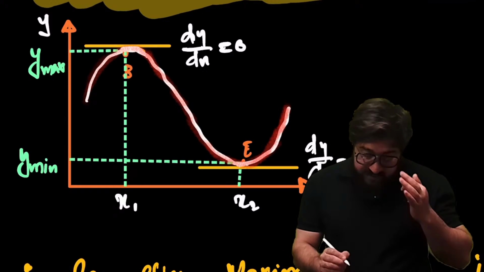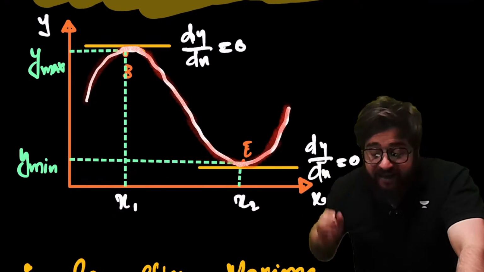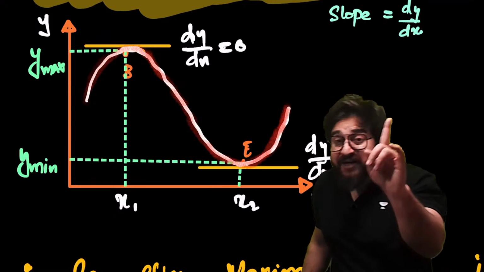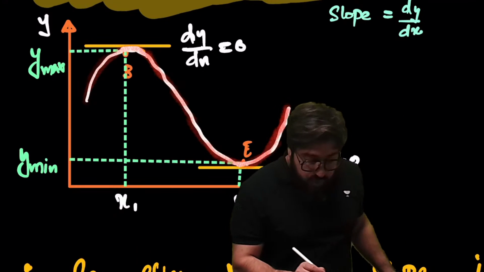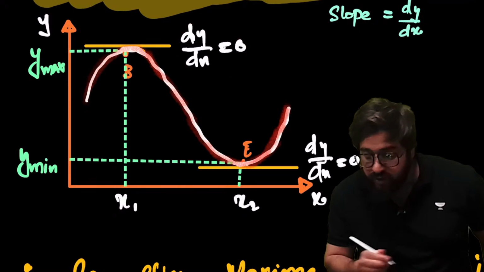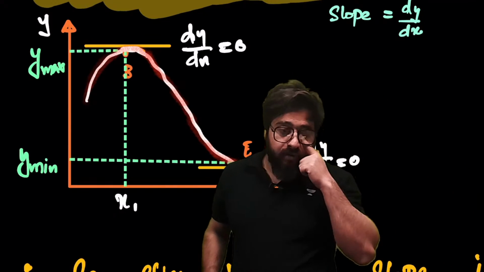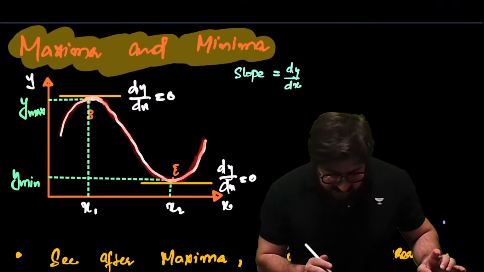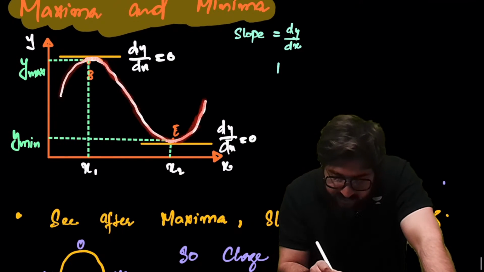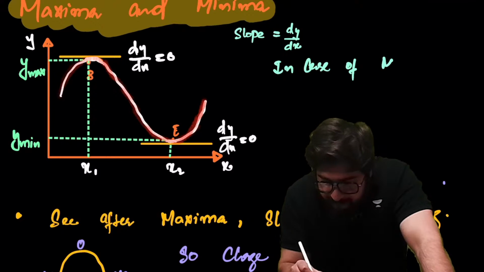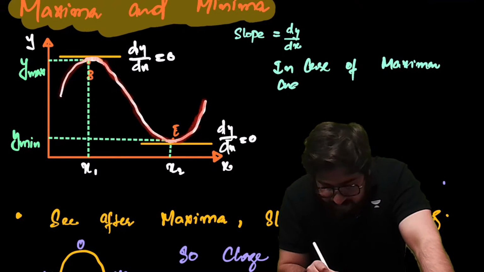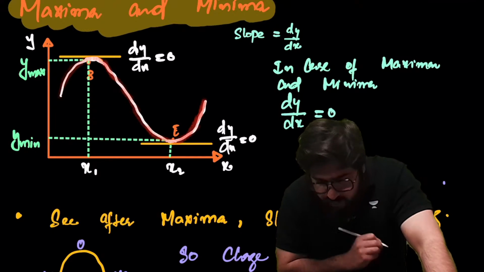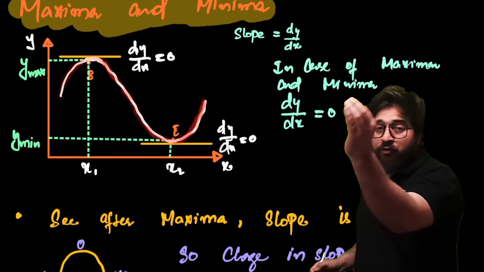Slope means dy by dx, I have told you. The slope at a point is dy by dx, already discussed. So in case of maxima, dy by dx is 0. In case of minima, dy by dx is 0. So can I just write over here: in case of maxima and minima, dy by dx is equal to 0. Why? Because slope is equal to 0 in case of maxima and minima.